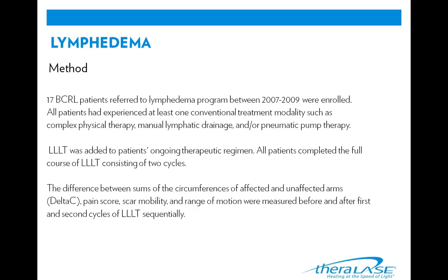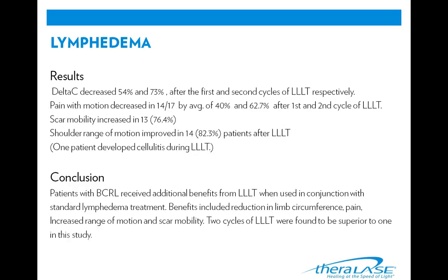One of the ways they measured the effects of the laser is they take a delta C score, which is the difference between the sums of the circumference of both arms, the good arm and the swollen arm. They looked at the pain score, scar mobility, range of motion, and this is what they found.